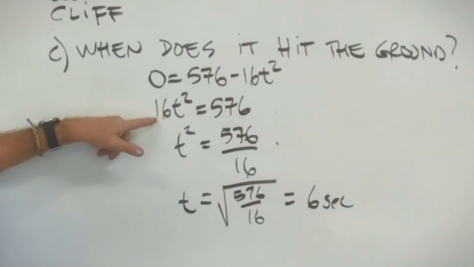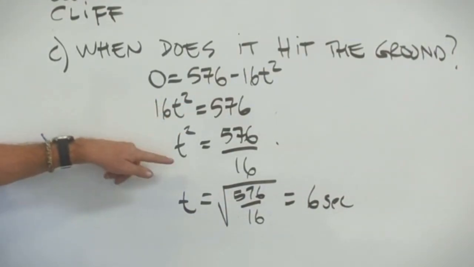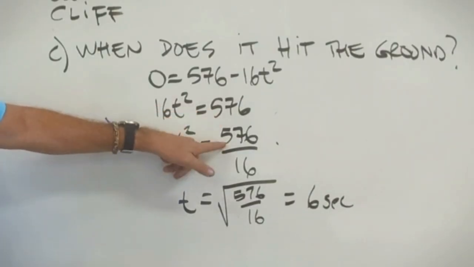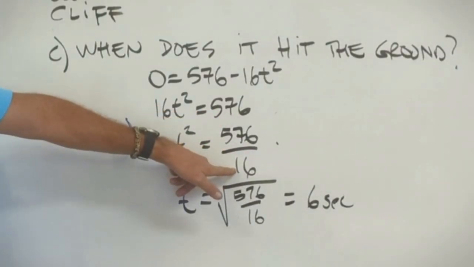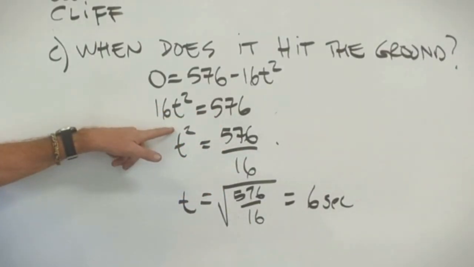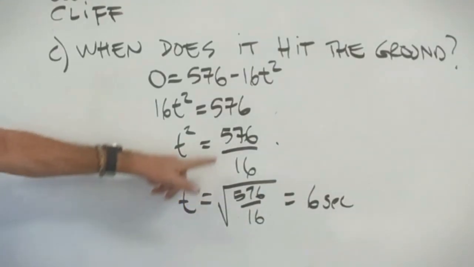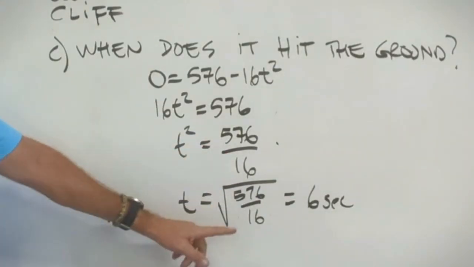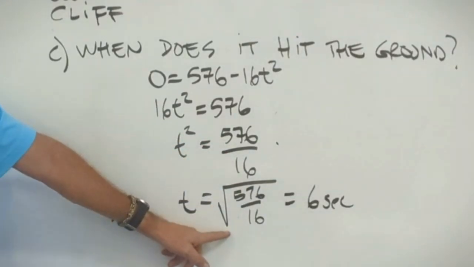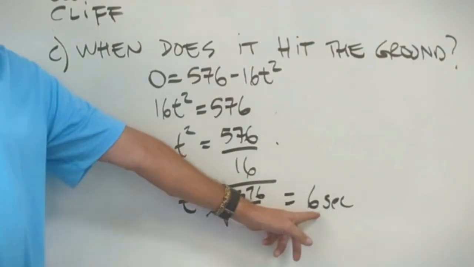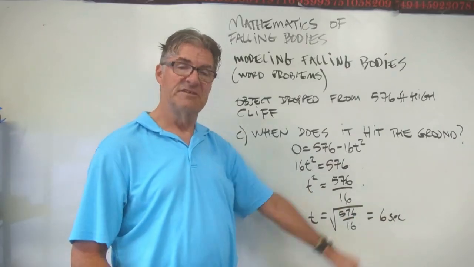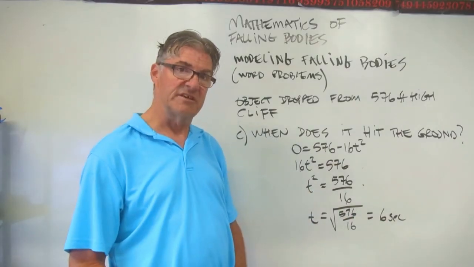The first step is divide through by 16. I divided both sides by 16. That leaves me with 576 over 16. Then I finally take the square root to get t alone, and that would be the square root of 576 over 16, which is that. Let me pull out my calculator, and this ends up being exactly 6 seconds.